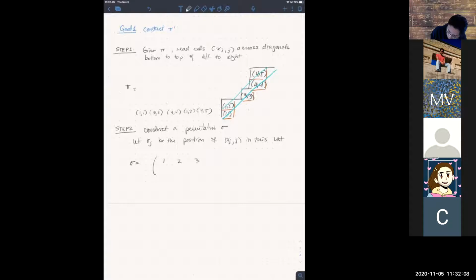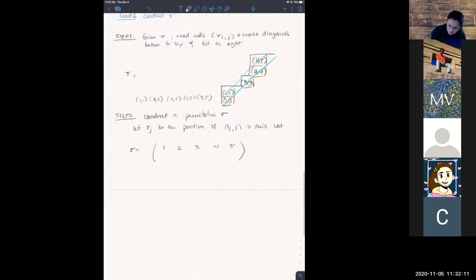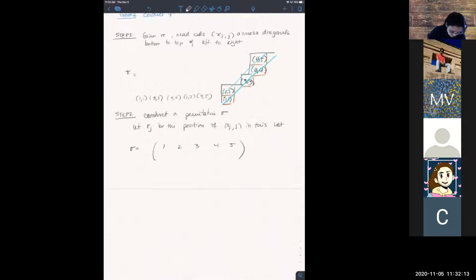So 1, 2, 3, 4, 5. And if we do that, we just basically say, all right, what did 1 do? 1 ended up in position 1. What about 2? 2 ended up in position 4. What about 3? 3 ended up in position 2. 4 ended up in position 3. And then 5 ended up in position 5. So I'm just reading this list, and I am reading the second coordinate. I'm just looking at these entries. Okay, so that gives us sigma.